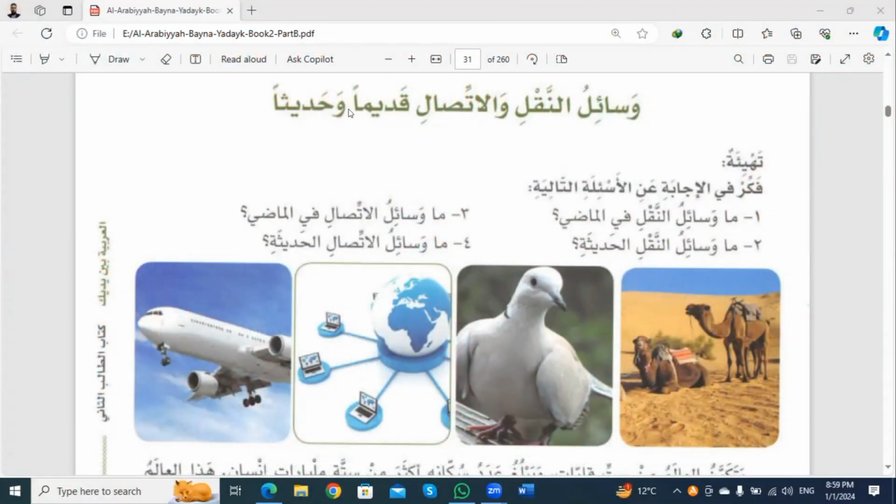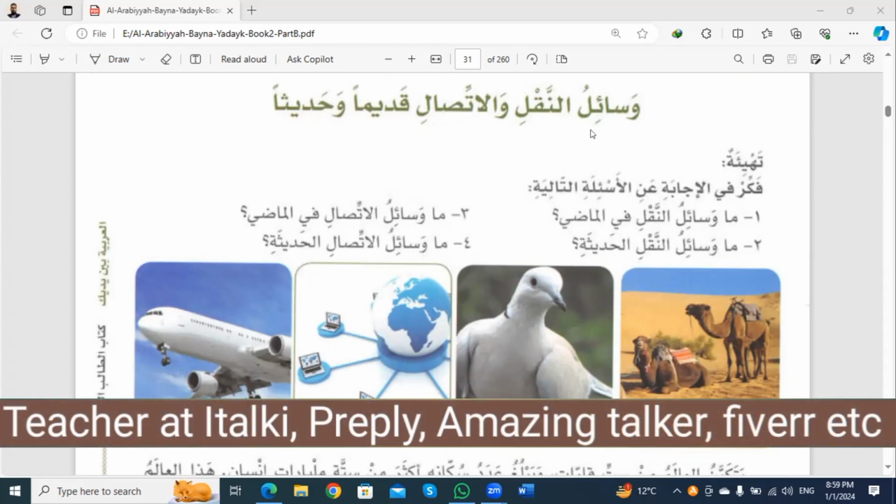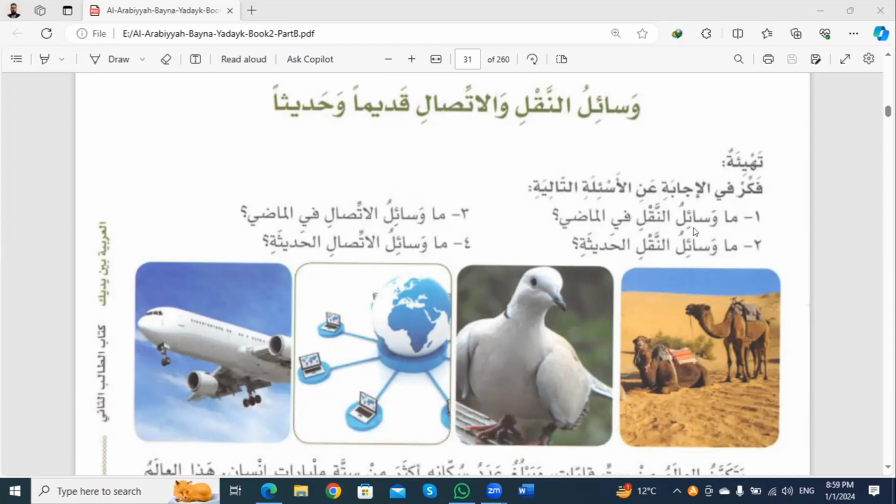Means of transportation and communication, old and new. What were the means of transportation in the past? What are the means of transportation we had in the past?